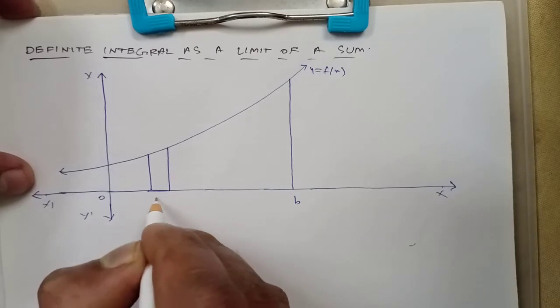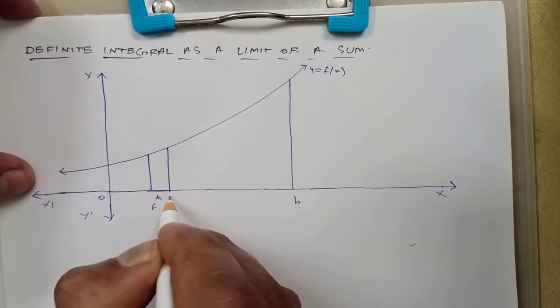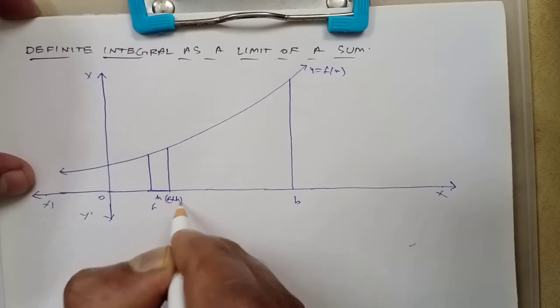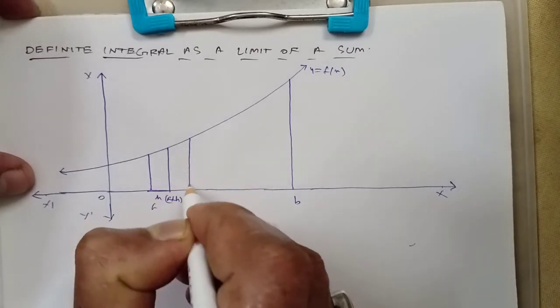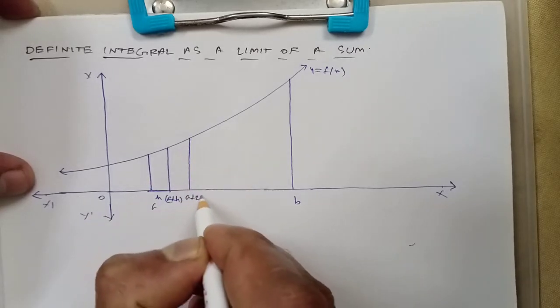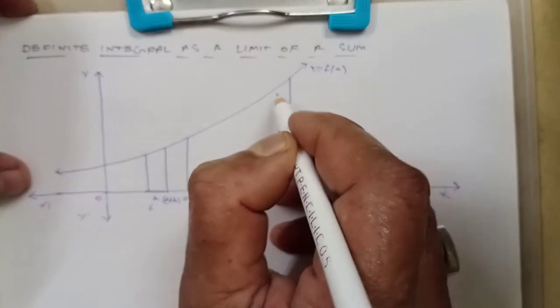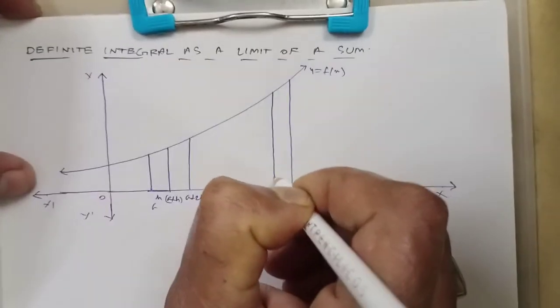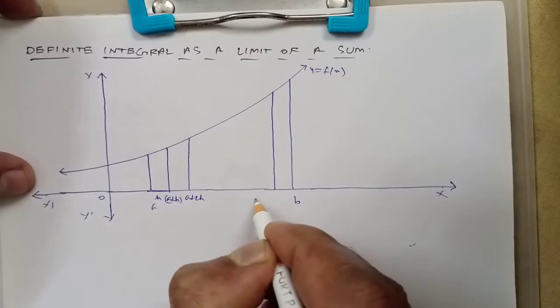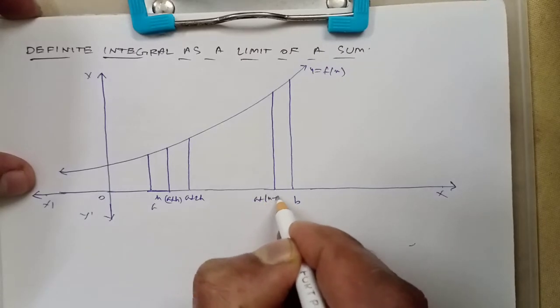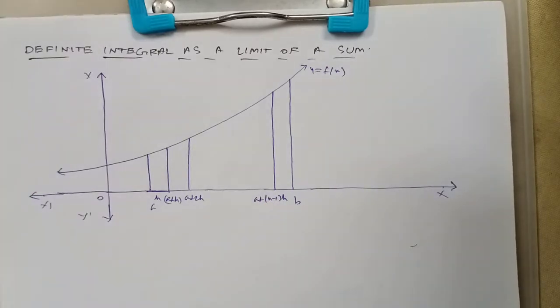This length is h, so this point will be a plus h. This point will be a plus 2h. Proceeding in this way, the last one will be a plus (n minus 1) times h.